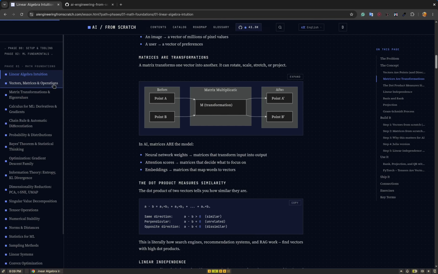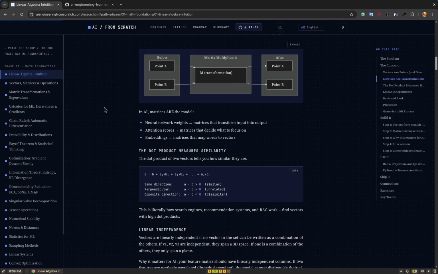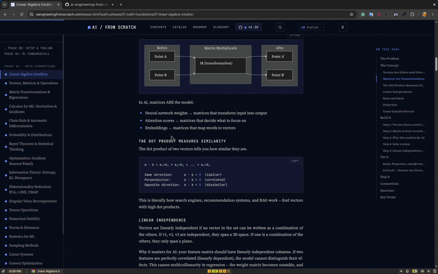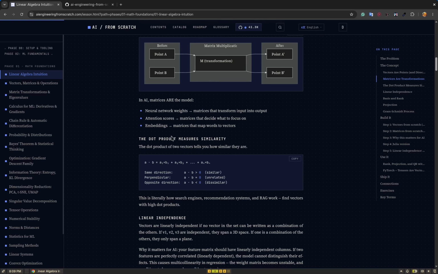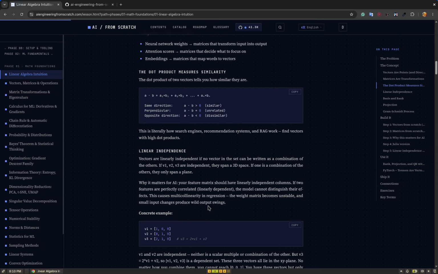Let's continue. The dot product measures similarity. I know about this. In two vectors, I multiply the x dimension with the x dimension, y with the y, z with the z. And if there is a tensor, meaning a multi-dimensional vector, then in that case, a1 multiplies with b1, a2 multiplies with b2, a3 multiplies with b3. Recommendation systems and RAG work by finding vectors with dot products.